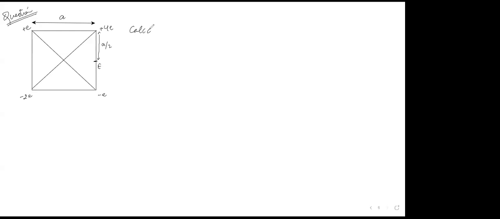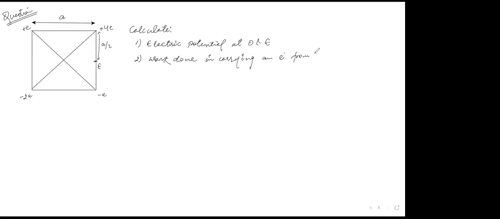Your question is: calculate, in the first part, the electric potential at O and E, and the second one, the work done in carrying an electron from O to E. This is your O.